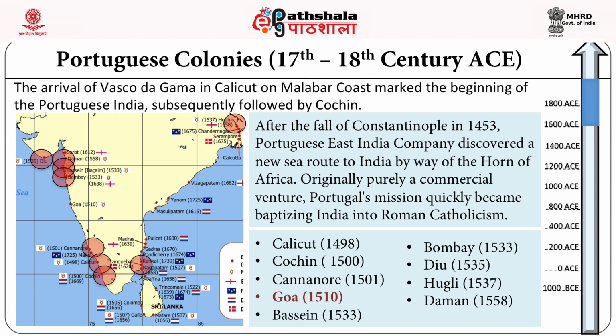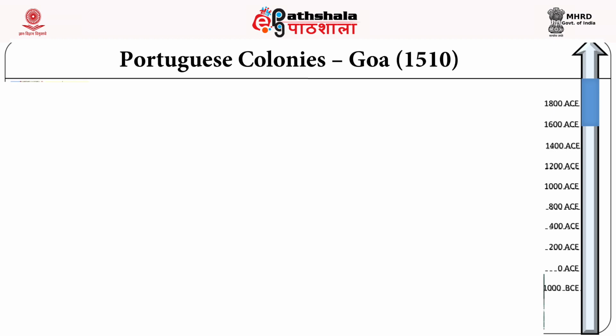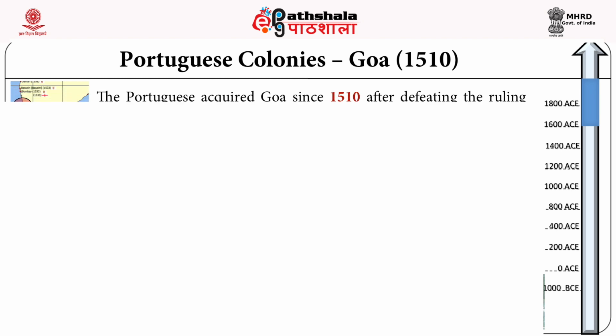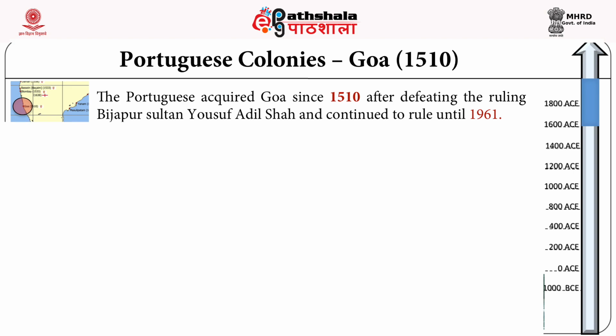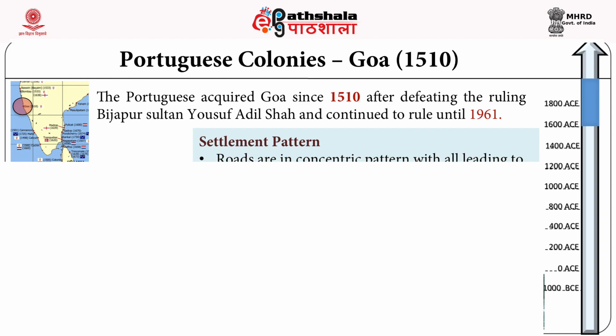And the significant cities of that period of time were Calicut, Cochin, Kannanur, Nagapattinam, Goa, Bombay, Basin, Diu, Hooghly and Daman. So these were both on the western coast as well as eastern coast, as you can see in this drawing. Now the Portuguese acquired Goa in 1510 after defeating the ruling Bijapur Sultan Yusuf Adil Shah, and continued to rule until 1961.